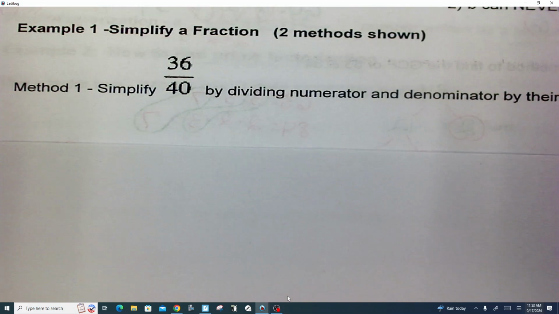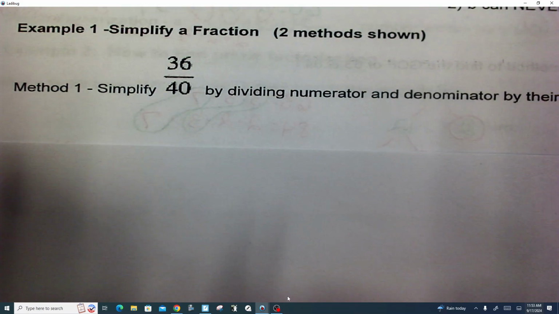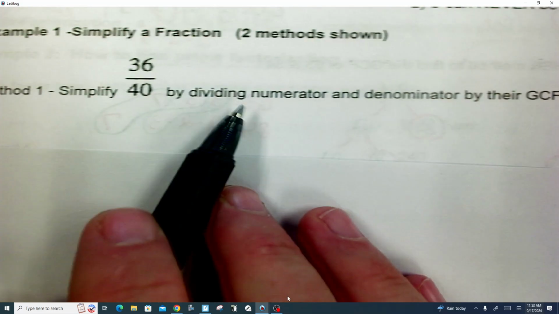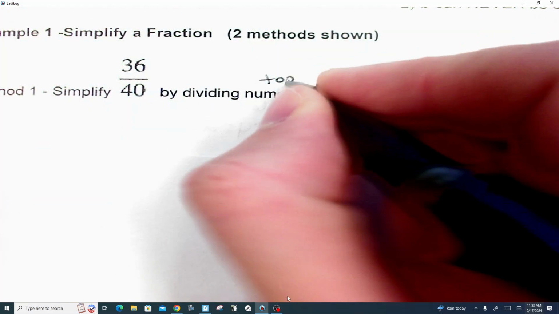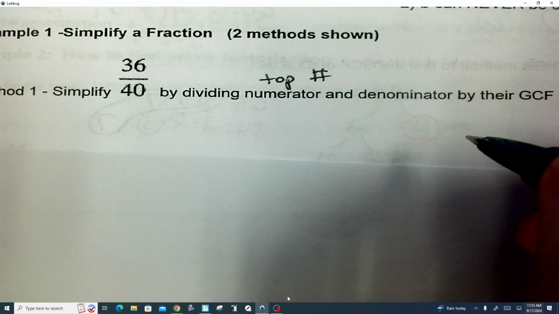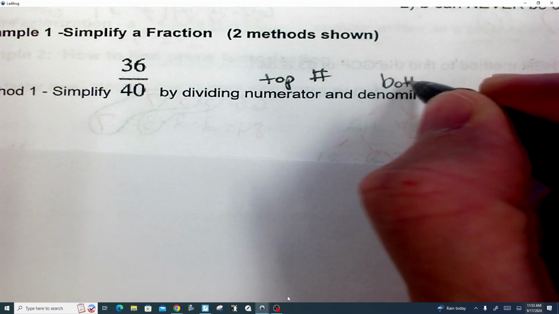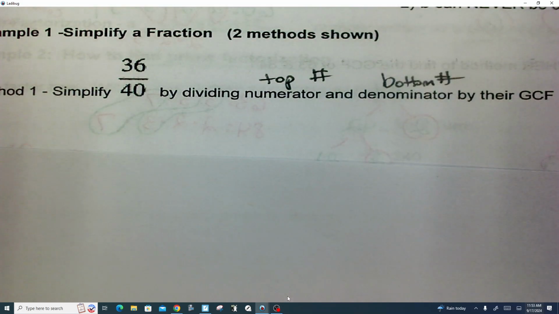Nobody wants to do it, but this is something you have to do in 8th grade. Yes or no? Okay. So how can we do it? The first thing I would do is you can do it the old-fashioned way. You can divide the numerator and the denominator. What's the numerator? Top number. What's the denominator, guys? Bottom number.